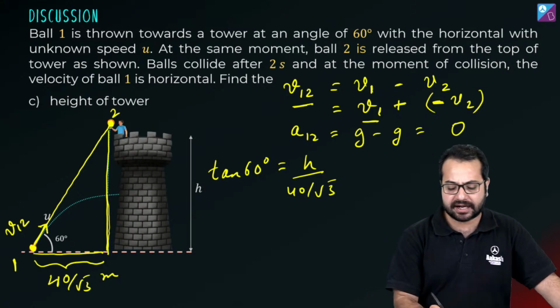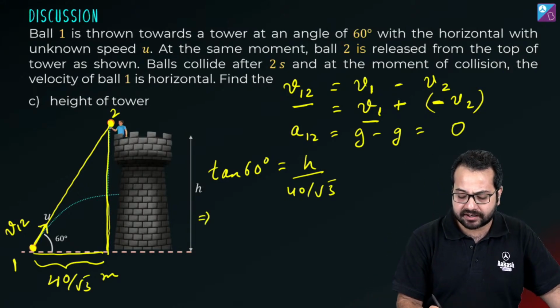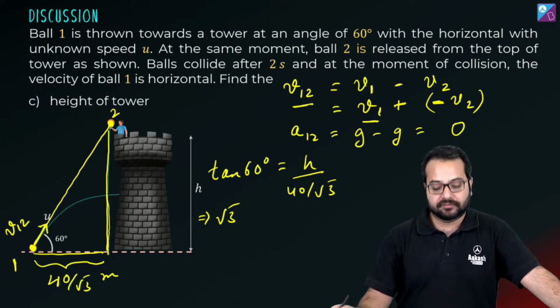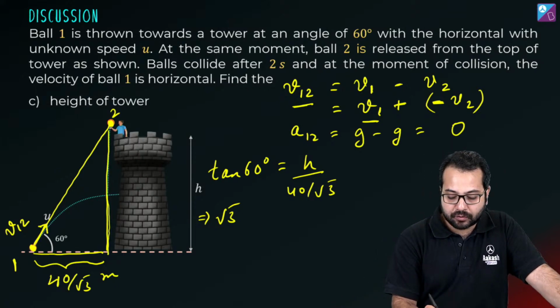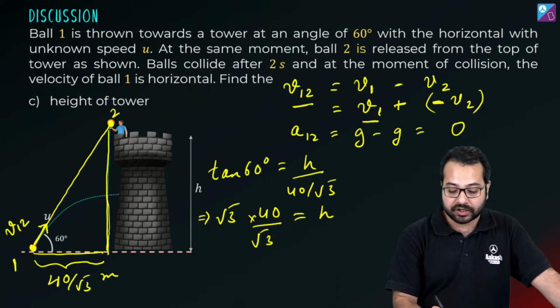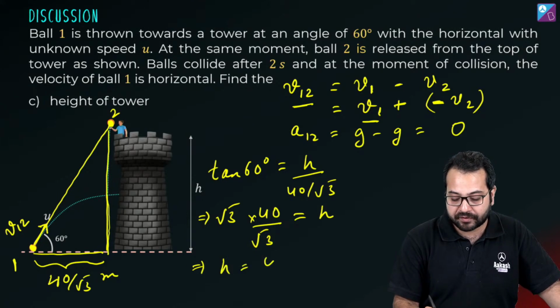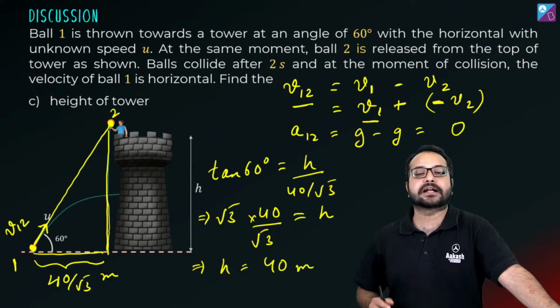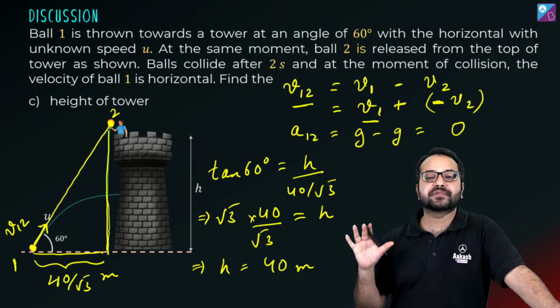Of course we can say that. Now what is tan 60 degree? It is root 3. So this will be equal to 40 divided by root 3 times root 3, and this will be the value of h. So the value of h comes out to be 40 meter. Is that absolutely correct?